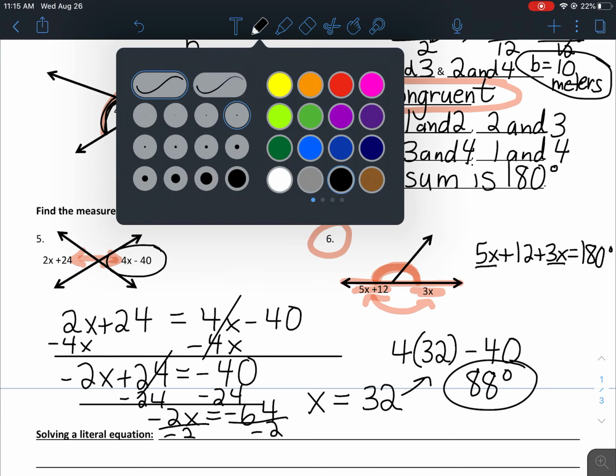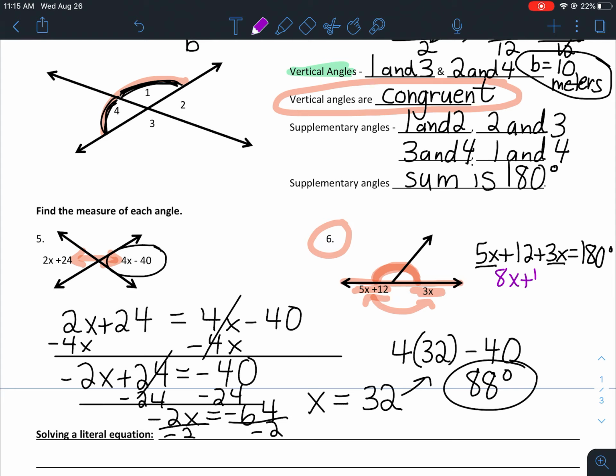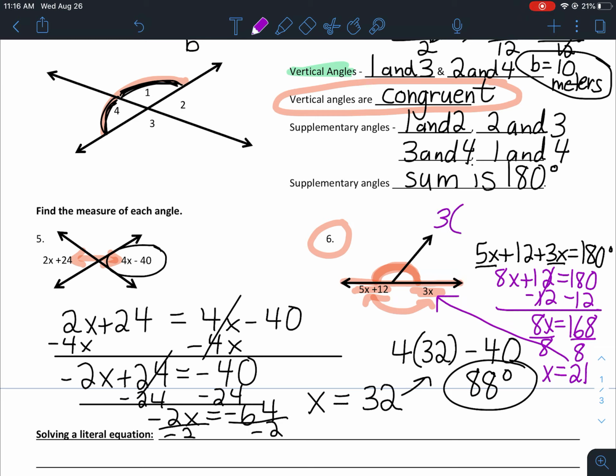So now if I combine like terms, 5x plus 3x, I get 8x plus 12 equals 180. And now it's just a matter of solving the two-step equation. 8x equals 168. Divide by 8, and I get x is equal to 21. But again, I'm not being asked what x is. I'm being asked what is the measure of each angle. So if I plug that 21 in for x here, 3 times x, well, x is 21. 3 times 21 is equal to 63. So that angle measure is 63 right here.